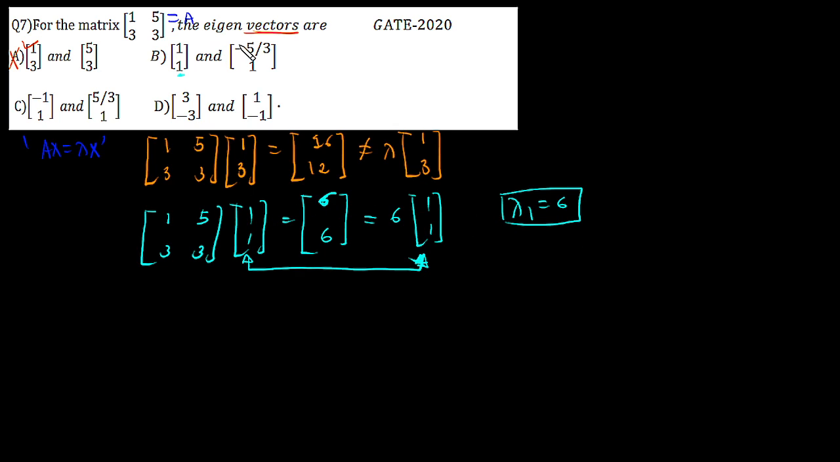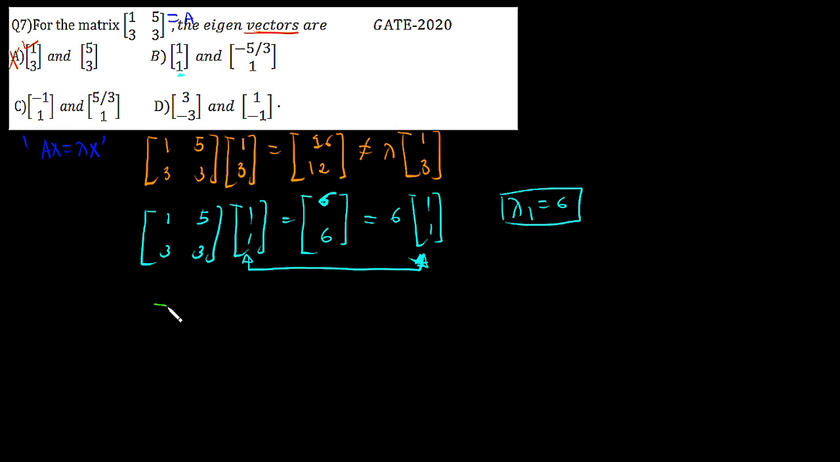Now let's try the second vector, which is minus 5 by 3 comma 1, to check whether this vector satisfies this condition or not. If this vector satisfies it, then we can say option B contains the correct set of eigenvectors for this matrix A.